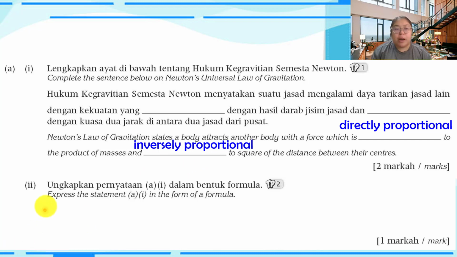So we show the formula because here they want to explain the statement in formula form. So this one is the force, directly proportional to the masses, and after that, inversely proportional to the square of the distance between their centers. Okay, so this one is the gravitational force formula.